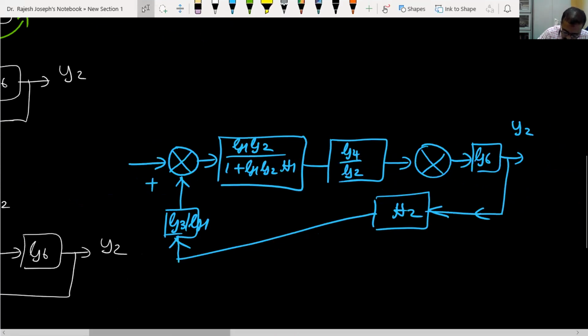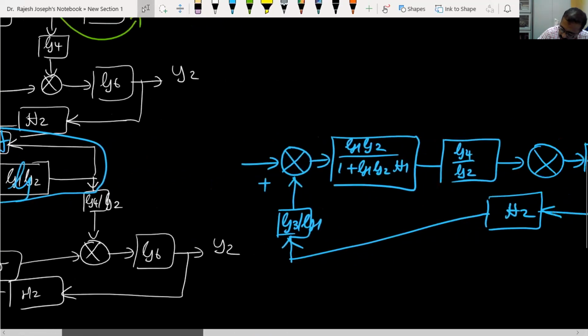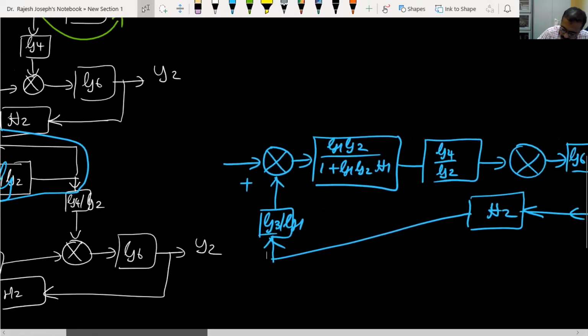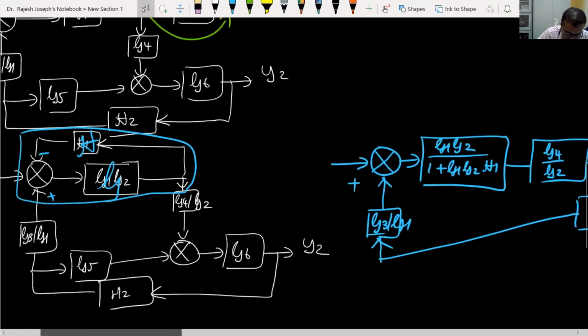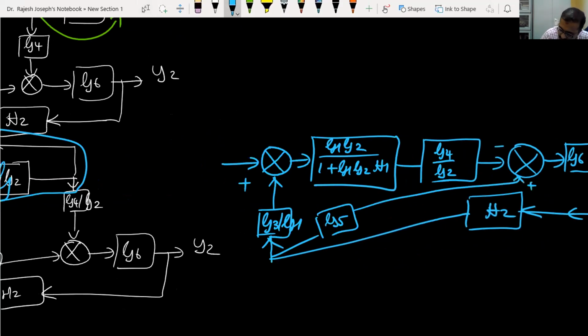We have one more branch there. What is that? G5 was there. So from here we have a gain of G5 coming at this point. That polarity is plus, I think, right? It is plus plus. Okay. So now what next?